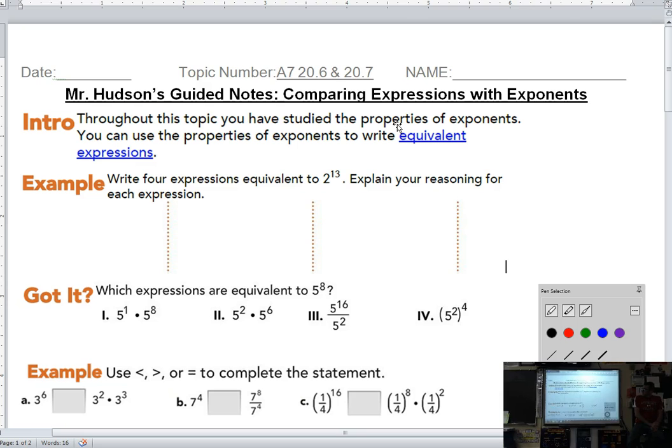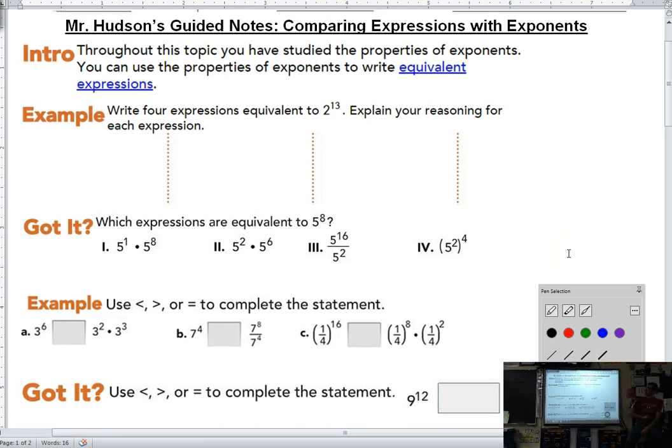So we want to write four expressions equivalent to 2 to the 13th. Now, if we want to think technically, there's infinitely many. So we're not talking right versus wrong here. I mean, there are wrong answers, but there are infinitely many right ways to do this. So I want you to try. Take a moment. Write four different expressions using 2 to the 13th. And I challenge you, try to make each of them different. Like, don't make them all multiplication, because then you're only showing one skill.